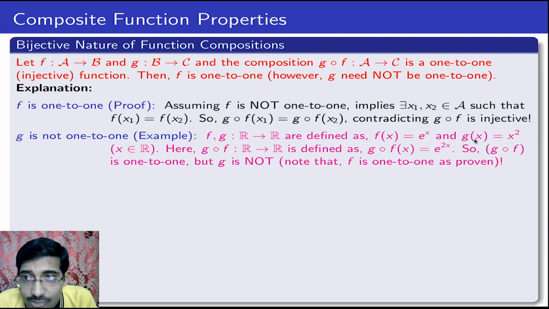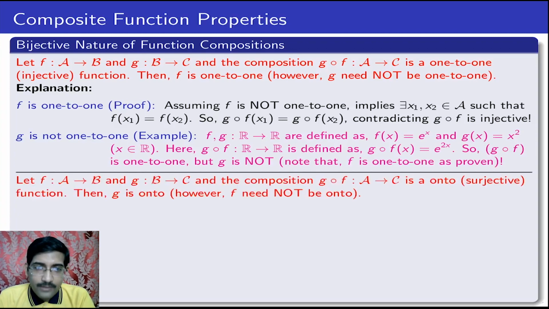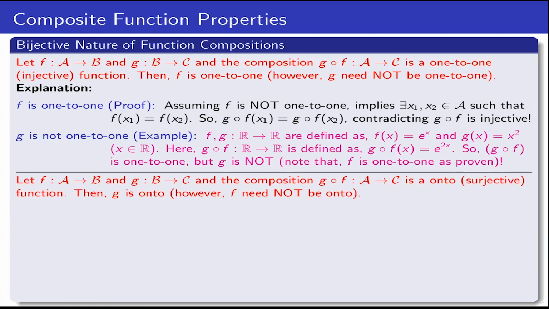But see, g is not 1 to 1, because x square is from real to real. Both positive and negative reals can give the same x square. So this is an example that though g∘f is 1 to 1, only f is 1 to 1, not g. The counterpart: if g∘f is onto, then g is onto, but f need not be onto.